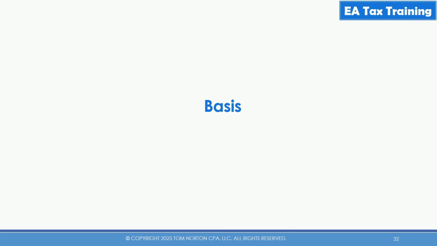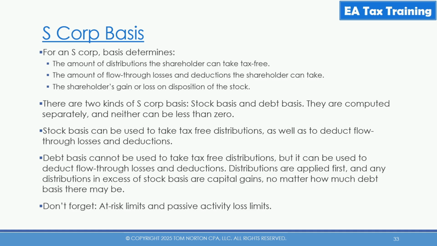Basis. As with other assets, when a shareholder owns S corporation stock, they have a basis in that S corporation. For an S Corp, basis determines all of the following. First of all, the amount of distributions that the shareholder can take tax-free. Secondly, the amount of flow-through losses and deductions that the shareholder can take. And then finally, the shareholder's gain or loss on their disposition of that stock. With an S Corp, there are actually two types of basis. There is stock basis and there is debt basis. They are computed separately, and neither of them can ever go below zero.